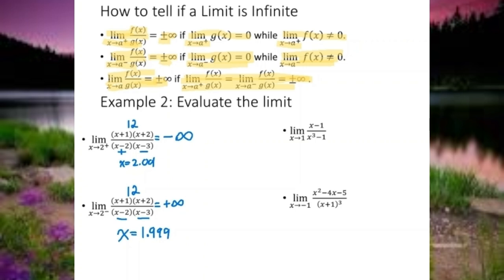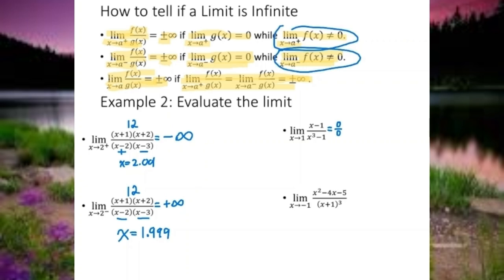For the next problem, we're going to take the limit as x approaches 1 of x minus 1 over x cubed minus 1. As always, the first thing we should do is the direct substitution. But when we do the direct substitution, we will obtain 0 over 0. 0 over 0 is not an indicator that our limit is approaching infinity. The conditions that we have listed above state that our numerator should not be approaching 0.